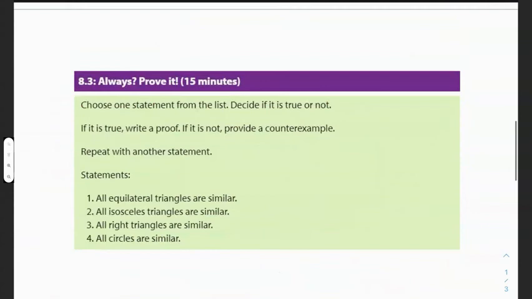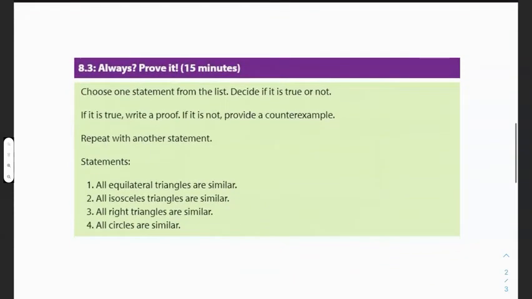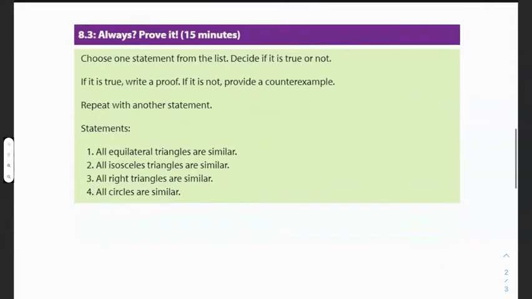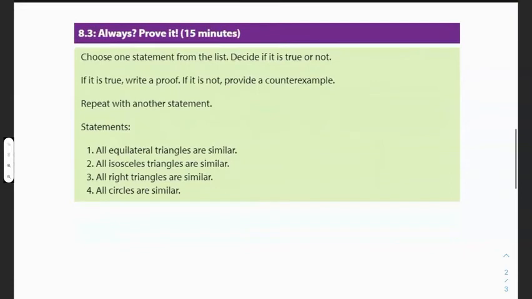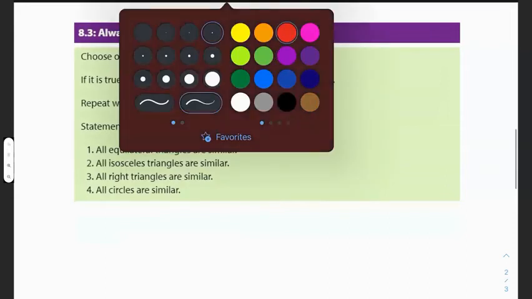Thank you for putting up with me on that one. All right. Always prove it. Okay. Choose one statement from the list. I'm going to do all four. Okay. Just fair warning. Decide if it's true or not. If it's true, write a proof. If it's not, provide a counterexample. All right. So statement one. Let's go ahead and do that.